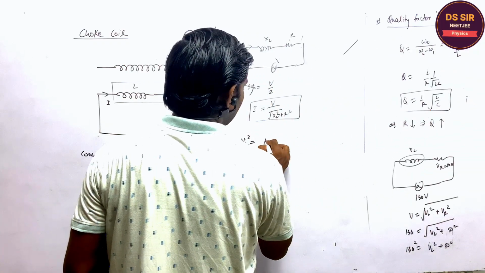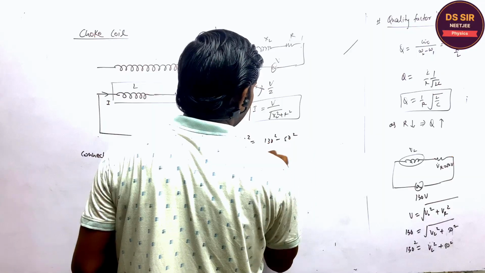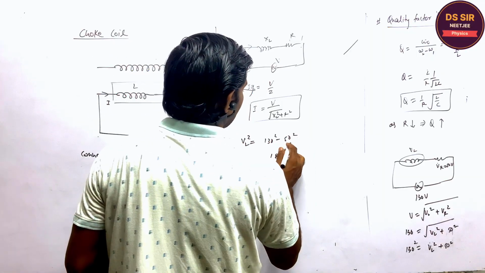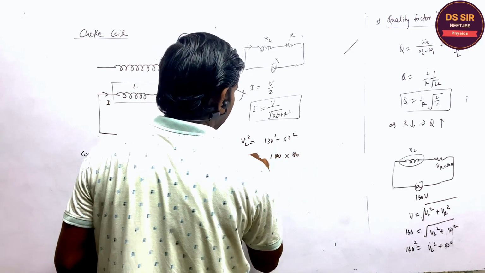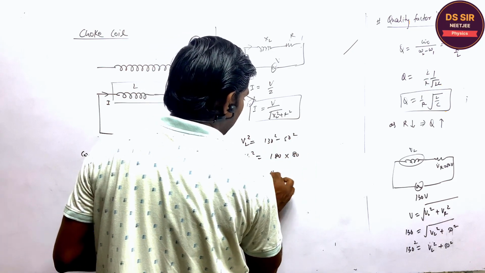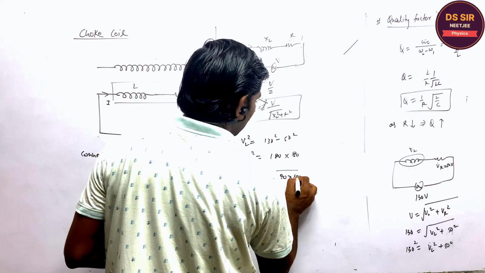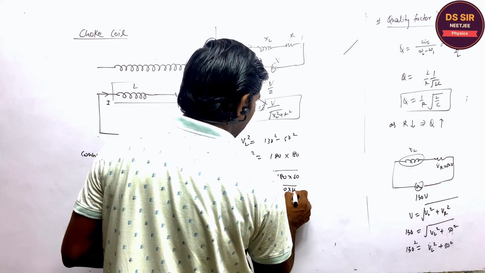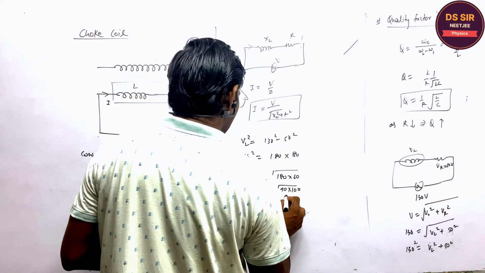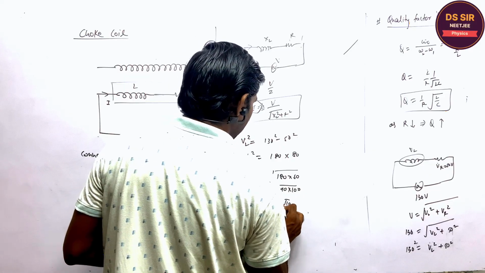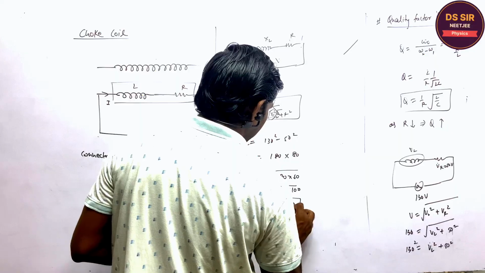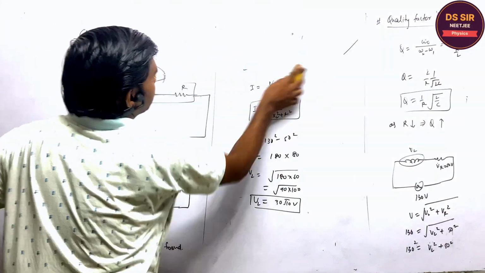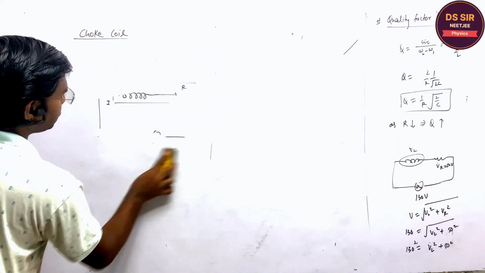So VL square is equal to 130 square minus 50 square. So 180 into 80, this is the VL square. So the inductor voltage is the square root of 180 into 80, that is 18 into 10 into 10 into 9, so this is 30 root 10 volt, the inductive voltage. Is it clear or not? Yes.